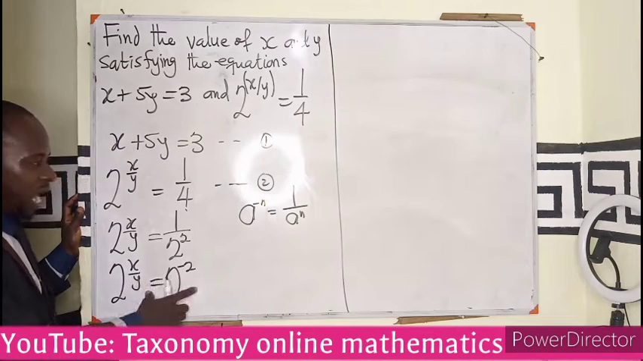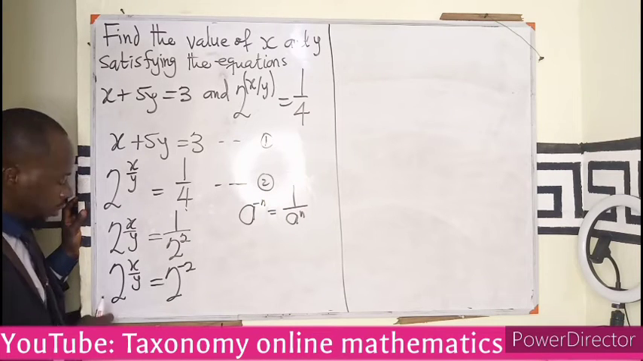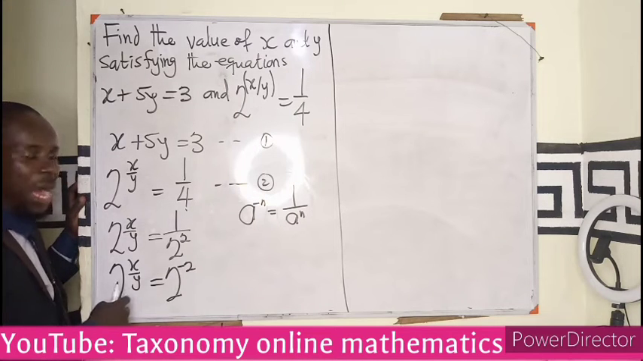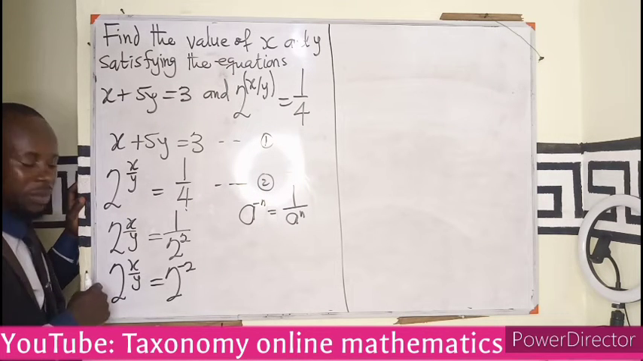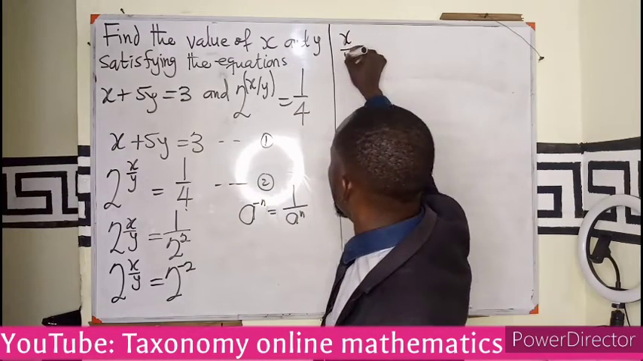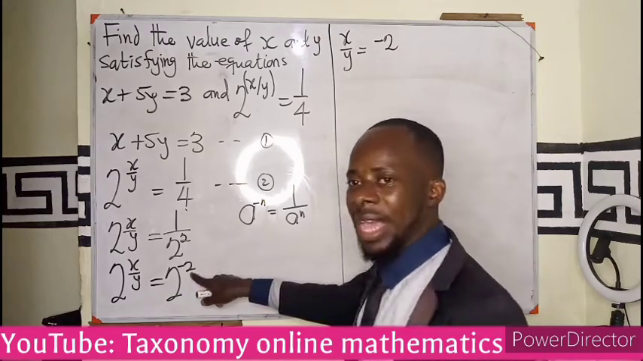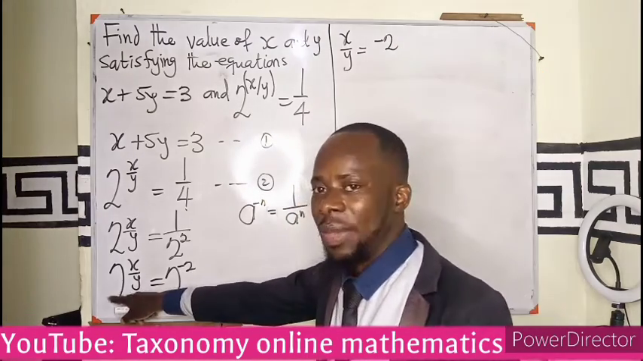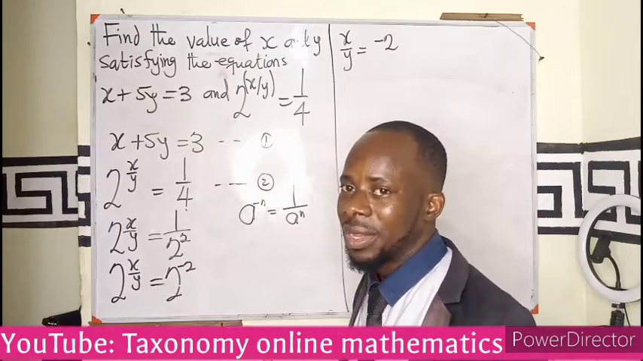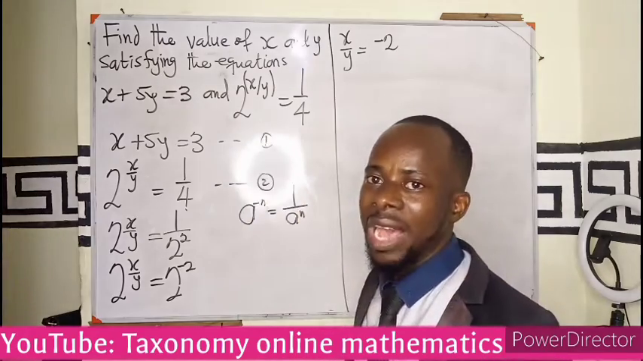Similarly, we have the same thing here. This is already positive, so we have it as negative. Since the bases are the same, we cross them out and have our exponents being the same. That simply means we'll have x/y = -2 from here. The 2 as a base will cancel. Since they are the same, we ignore them and take only the exponent.